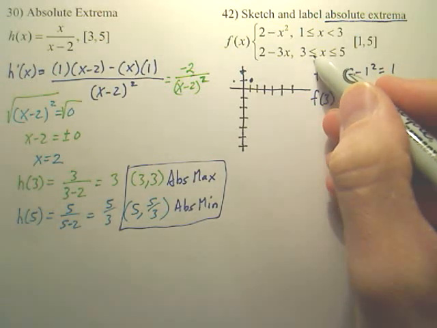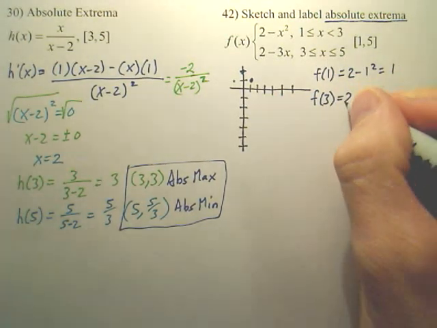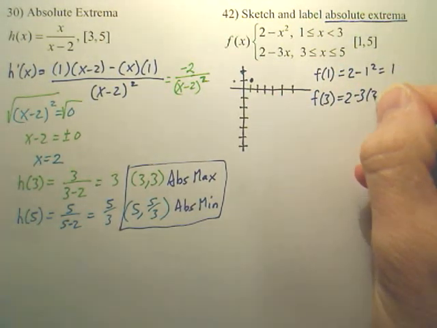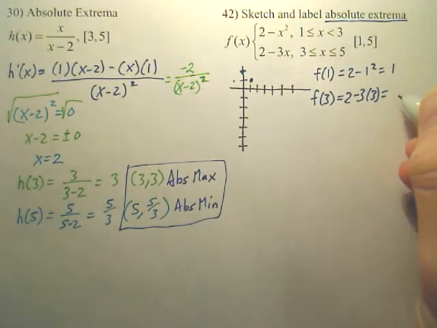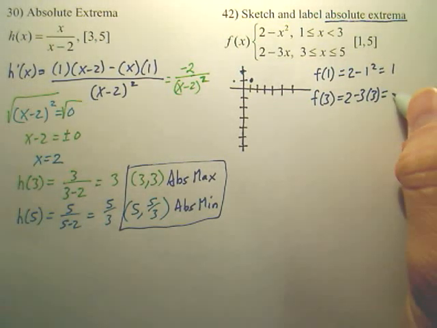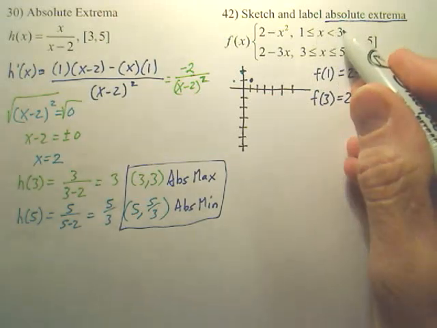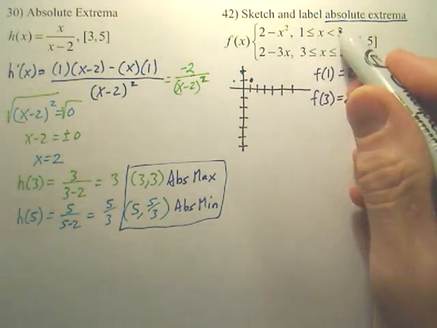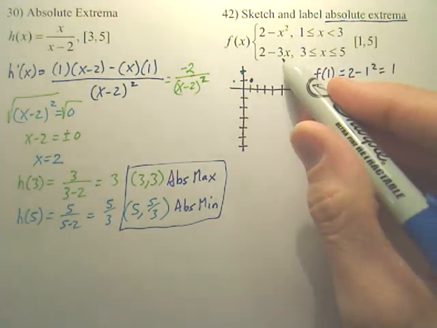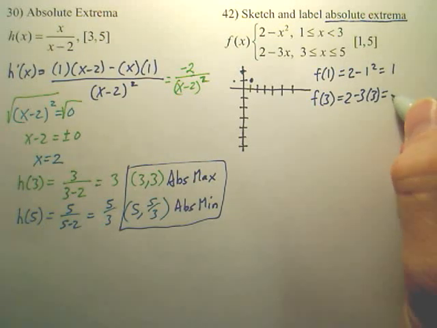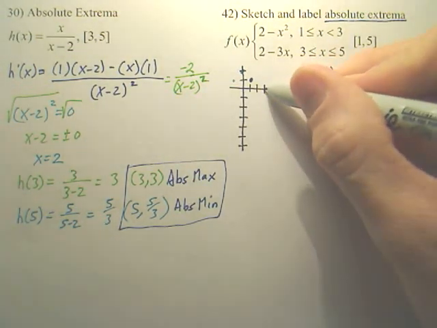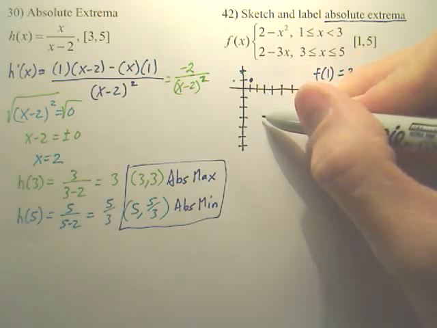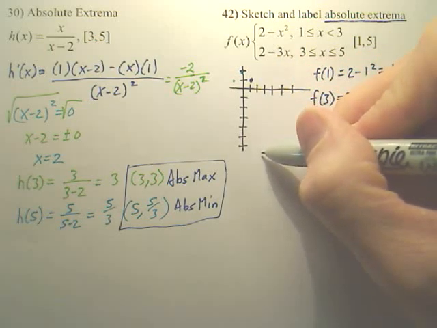Now, f of 3, which equation would you plug it into, though? Isn't this the one with the or equal to? So isn't this the one part of the equation? So you go 2 minus 3 times 3. The interval goes from 1 to 3 and 3 to 5. They meet at x equals 3. So that would be negative 7. So at 3, we're going to be down 1, 2, 3, 4, 5, 6, 7.